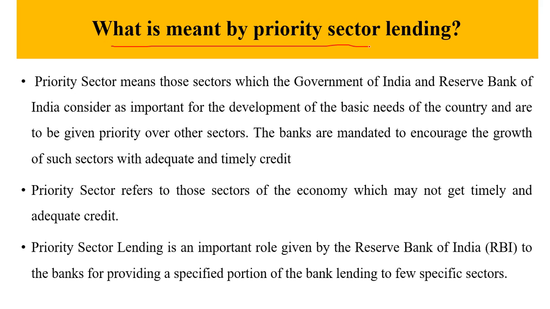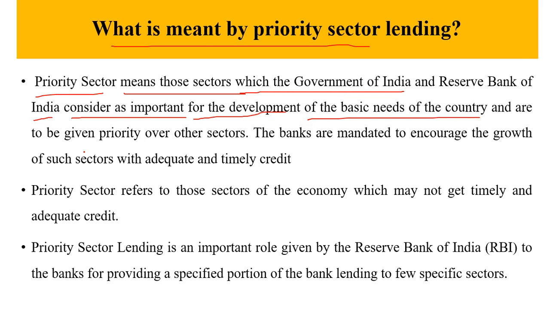So what is meant by priority sector lending? Priority sector means those sectors which the Government of India and the Reserve Bank of India consider important for the development of the basic needs of the country, and which are to be given priority over other sectors. There are industrial sectors and other sectors also, and there are a few sectors like agriculture, the weaker section, and micro, small and medium sectors. The bank has to give them first preference. They have to give priority while giving loans. If we give financial support to that particular sector, there will be a development of the basic needs of the country.